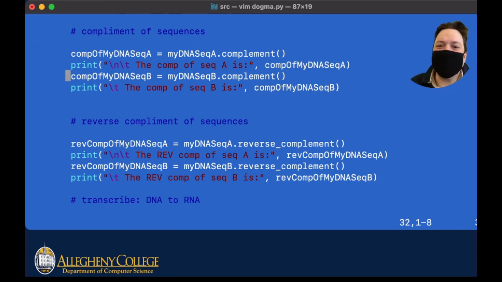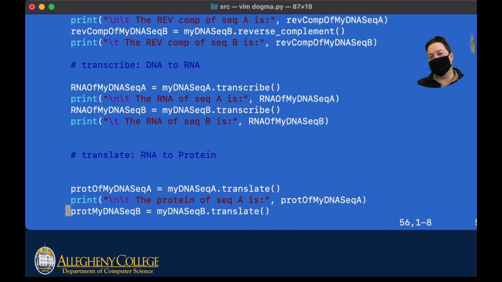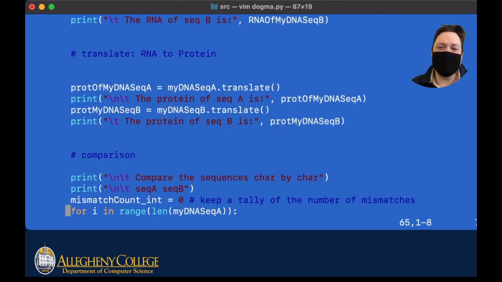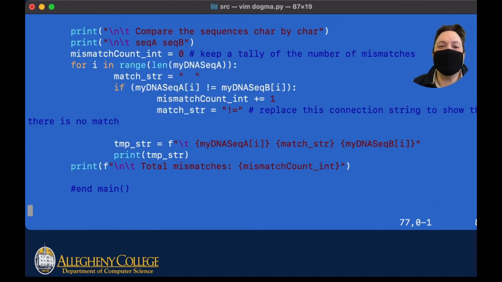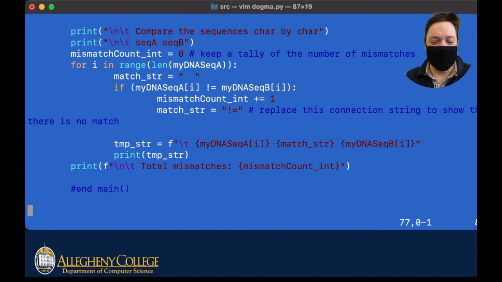We do that for the complement, the reverse complement, and we also do that in the same way to transcribe this. And so in this DNA analysis program that we just created, we're able to create the RNA, the reverse complement, and the protein that comes from this DNA, which is not any more programming than just one line of code. But at the end here, I'm now comparing these sequences. I'll just run this and show you what it does.